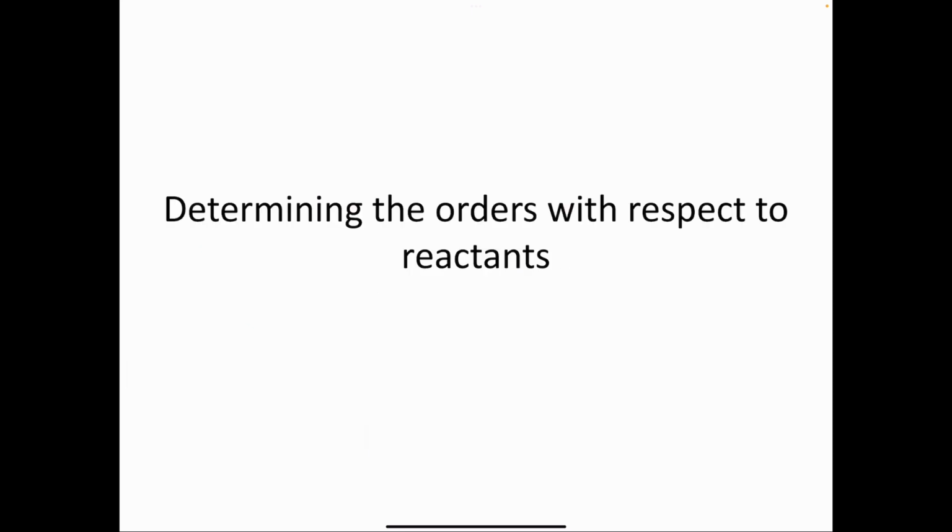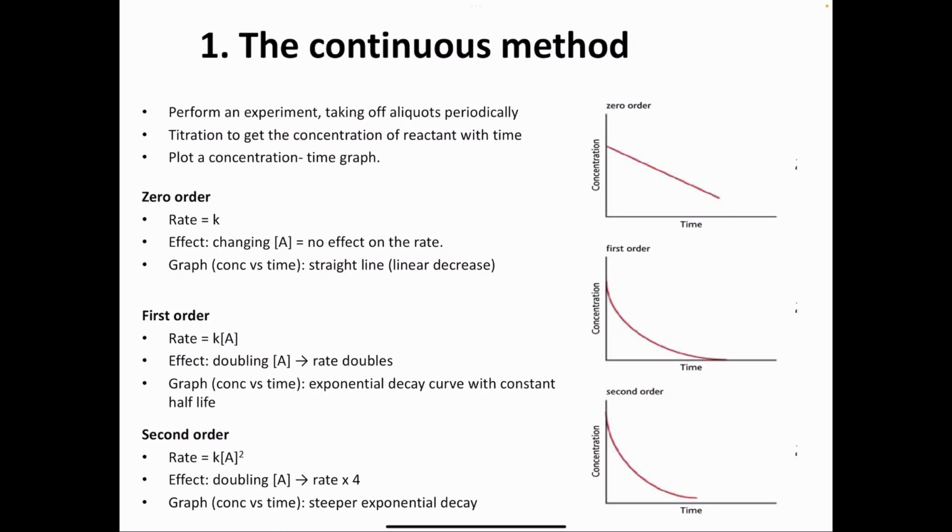So we're going to move on to determining the orders with respect to reactants. We will use two methods. The first one, we're going to use the continuous method. In this continuous method, the experiment is going to take place, and then aliquots are going to be taken off periodically. Of course, the time at which they're taken off is going to be noted, and the concentration is going to be determined either by titration or another appropriate method.